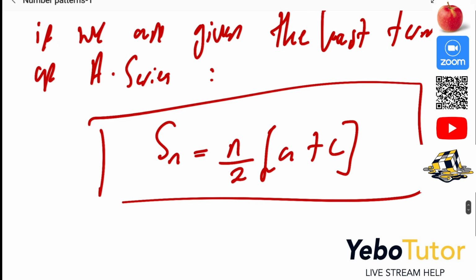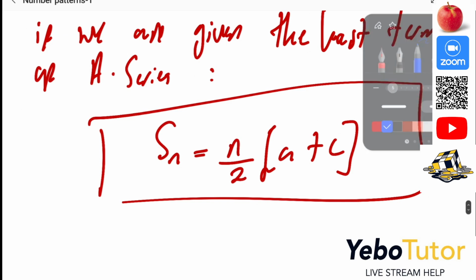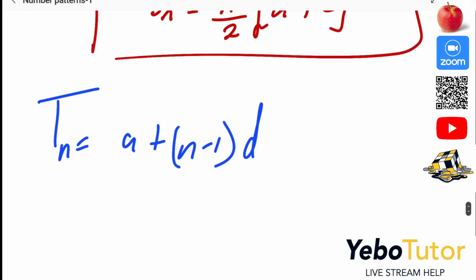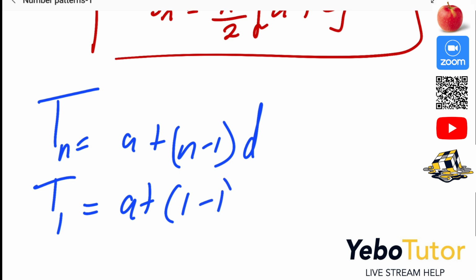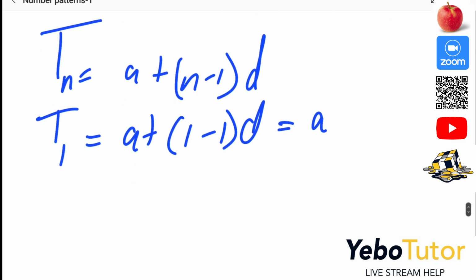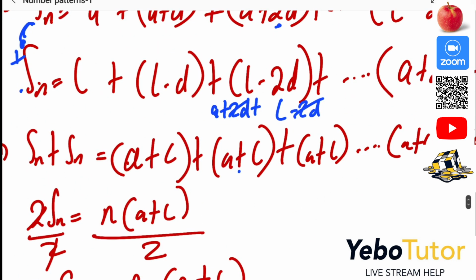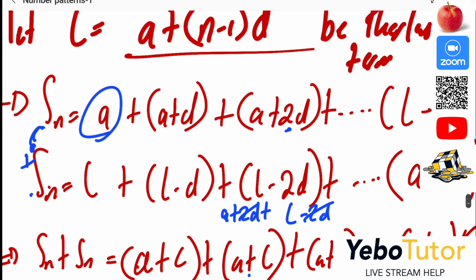Someone might ask, where is this A being the first term? We know that our general term Tn is always equal to A plus N minus 1 times D. So if we want T1, which is the first term, T1 will be equal to A plus, where there is N, we replace with 1, times D. 1 minus 1 is equal to 0, then times D is equal to 0. So we'll end up having our T1 to be A. That's why we can see that in this sum, because we are summing the terms which are in the specific sequence, this is why we have our A.